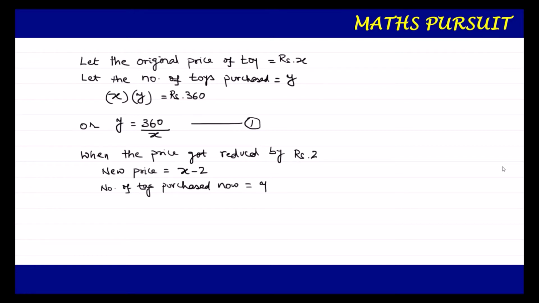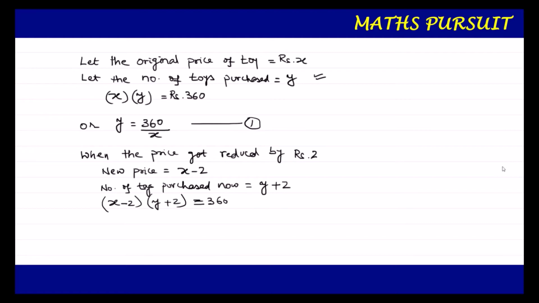is equal to Y plus 2, because as per the question, when the price got reduced, this man can purchase 2 more extra toys. So originally he was purchasing Y number of toys. Now this man is purchasing Y plus 2 number of toys. So originally our equation was X into Y is equal to Rs.360. Now our equation will be X minus 2 into Y plus 2 is equal to 360.